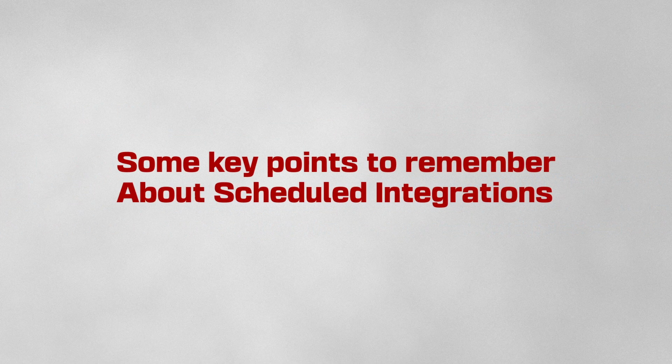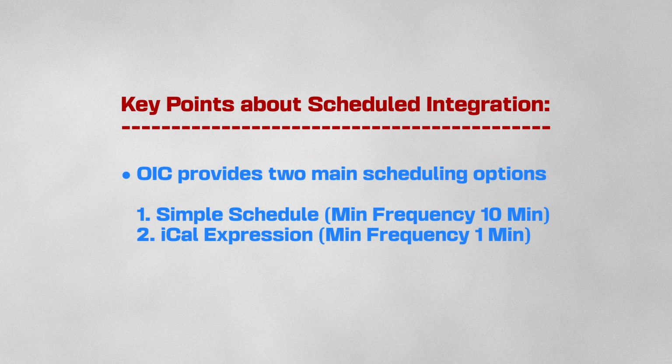Before we discuss today's demo, let's discuss some important points to keep in mind when you talk about scheduled integrations. OIC provides two main scheduling options. One is simple schedule. This is the most commonly used option, and I'll show you how it looks during our demo. One important thing to remember is that the minimum frequency for a simple schedule is 10 minutes. The other scheduling option is advanced option or ICAL expression. It is for more advanced use cases when you want very specific runtimes or multiple time windows, or scheduling frequency needs to be as low as 1 minute.